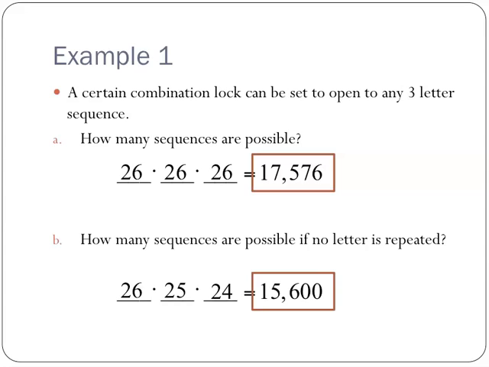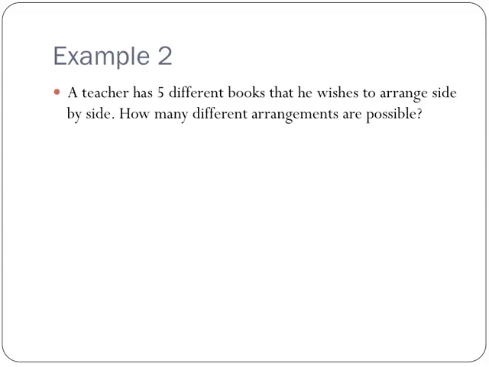All right, look at example 2. A teacher has 5 different books that he wishes to arrange side by side. How many different arrangements are possible? Okay, so there are 5 different books, so I'm going to put 5 spaces there. Now, if we're trying to arrange these books, how many possibilities do we have in that first slot? Well, we have 5 different possibilities, so I'm going to write a 5 in there. Now, once that slot has been filled in, how many books are left for us to choose from to put in the second slot? Only 4 left. All right, so now I only have 3 books left.